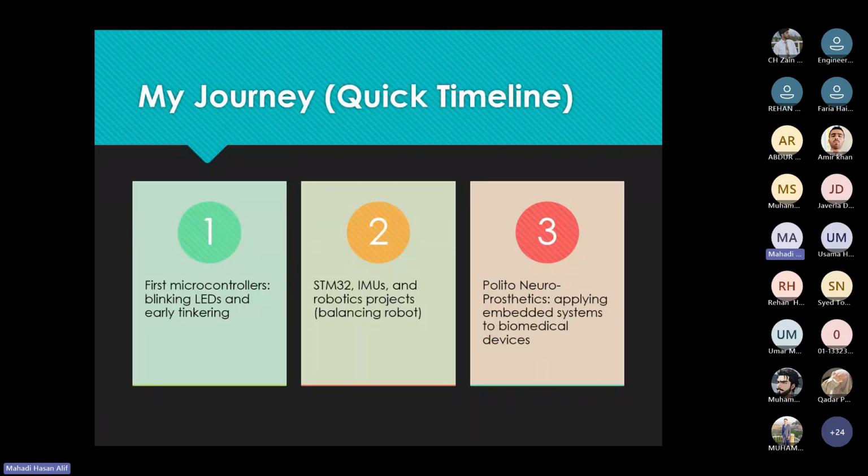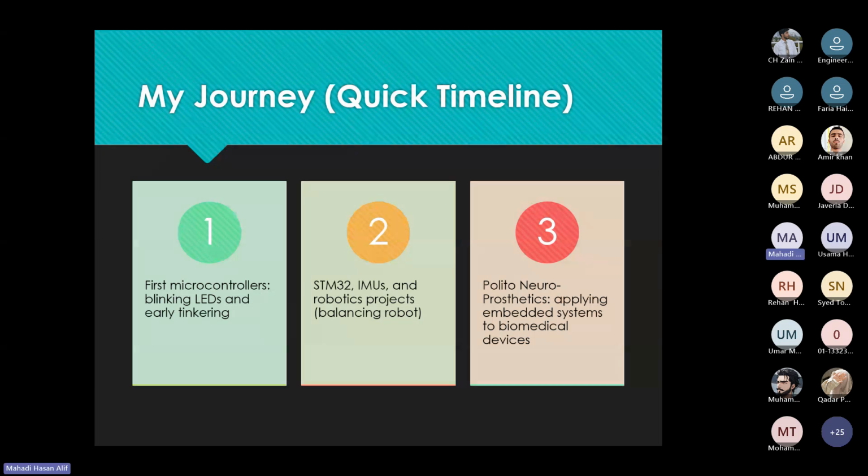Specifically balancing robots or some kinds of robot that move following a line, which is also a very early level. But after I moved into something more sophisticated, like neuroprosthetics, where you finally combine the robotic part with other parts like biology, chemistry, and all the other mechanical things you can find. So this is a more cross-disciplinary approach where you apply the embedded system on a certain field which is not very related to embedded systems.